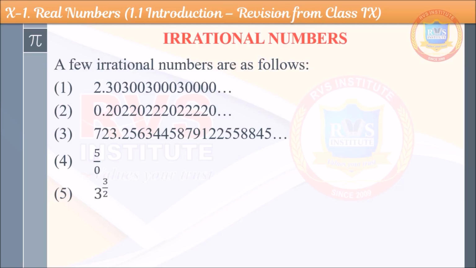3 raised to the power 3 upon 2 is again an irrational number, as if you solve 3 raised to the power 3 upon 2, you will find the non-terminating and non-repeating nature of the decimal expansion. Square root of 32 is again an irrational number. 3 plus square root of 2 is again an irrational number, as the sum of a rational number and an irrational number is always irrational.